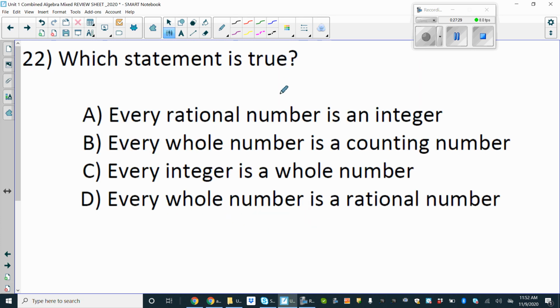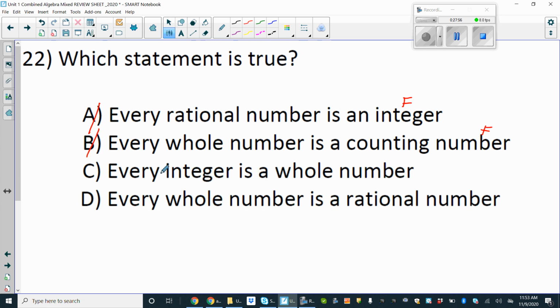Which statement is true? Every rational number is an integer. That's not true because we have fractions and we have decimals that are not integers, and they are rational. Every whole number is a counting number. That's false, because whole numbers include 0, and counting numbers do not include zeros. So 0 is not a counting number.